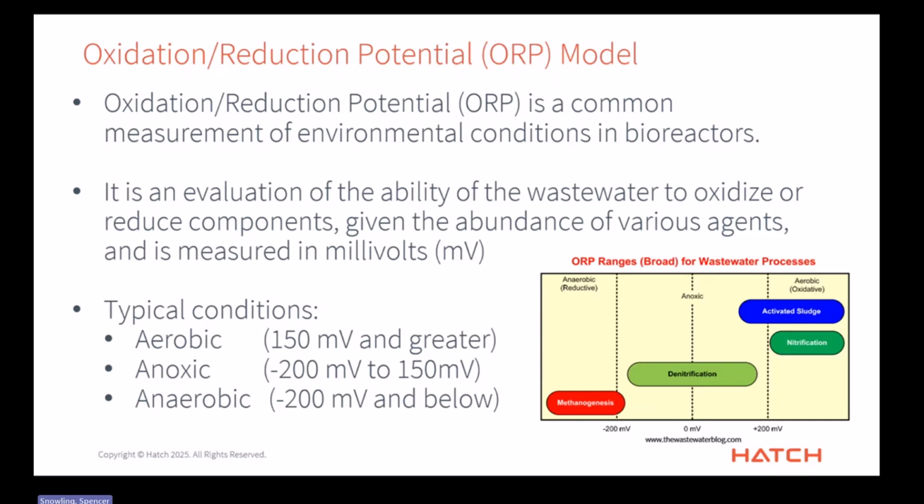This is measured in millivolts, and you have these rough ranges where anything that's 100, 150 or greater is considered an aerobic environment, where you would have your regular aerobic growth, activated sludge, nitrification, and so on. An anoxic environment would be from minus 200 up to 0 or a bit above that, where you could have denitrification. And then a fully anaerobic environment, which you would need for BioP or for anaerobic digestion and methanogenesis and so on. So you can measure this in reality, so it'd be nice to be able to predict it in the model as well.